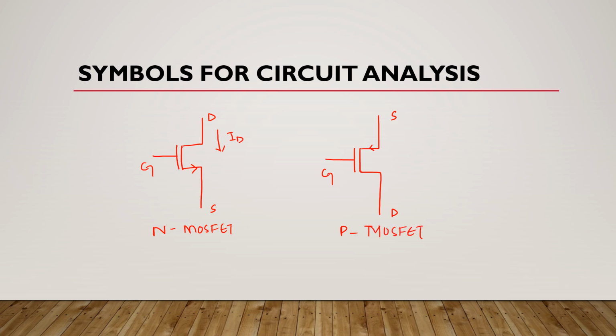MOSFET. Here in this N MOSFET, drain voltage is greater than source voltage, whereas in case of P MOSFET, source voltage is greater than drain voltage. Okay, here positive gate voltage is applied and here negative gate voltage is applied.